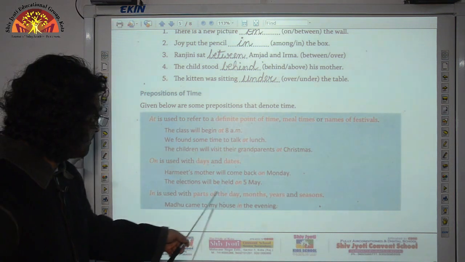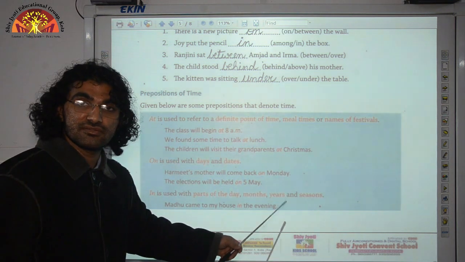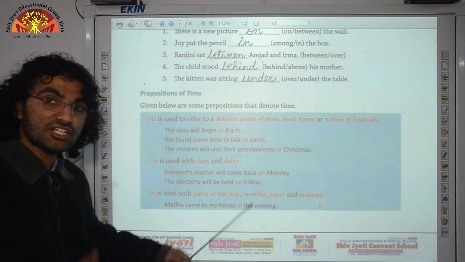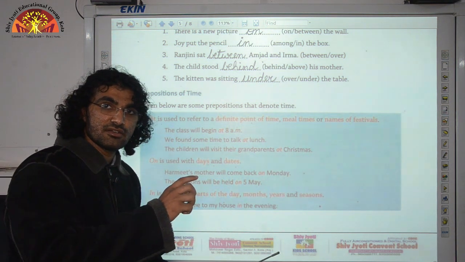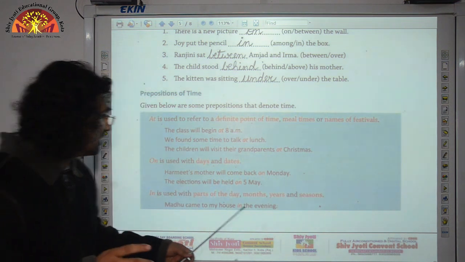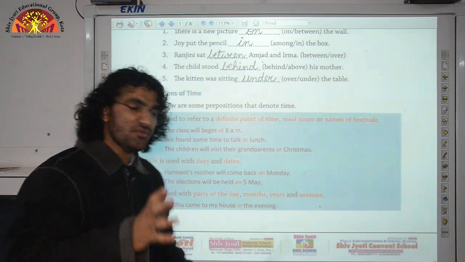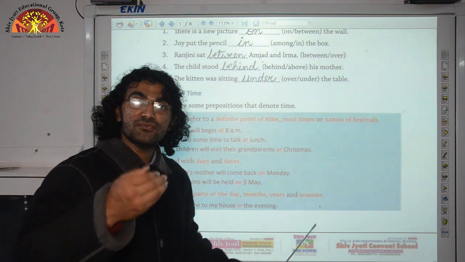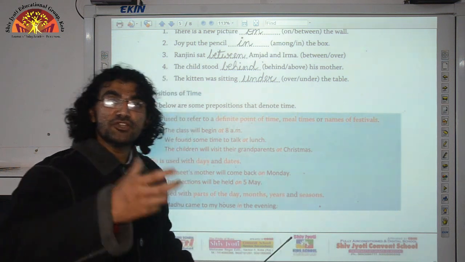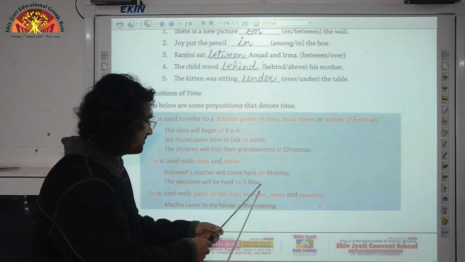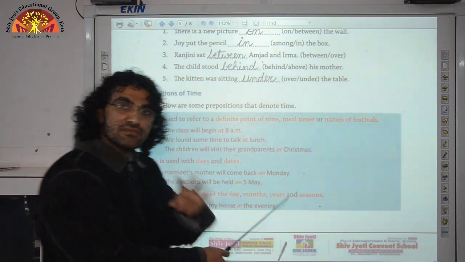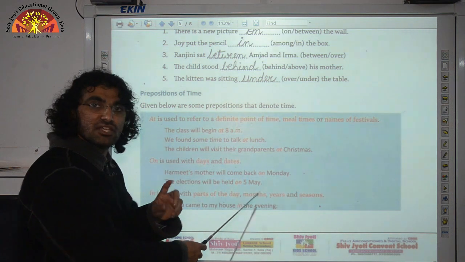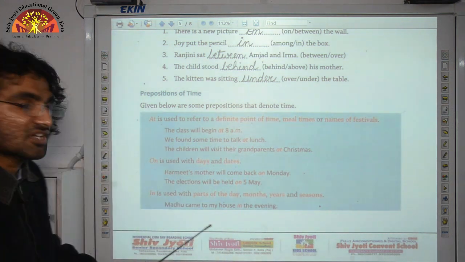Look, parts of the day, months, years. Okay, don't get confused between date and years. For date, on, and for year, in. But if the full date is there, on 5th May 2015, so we will use on. If only a date, on 5 May. If only a year, in 2015.